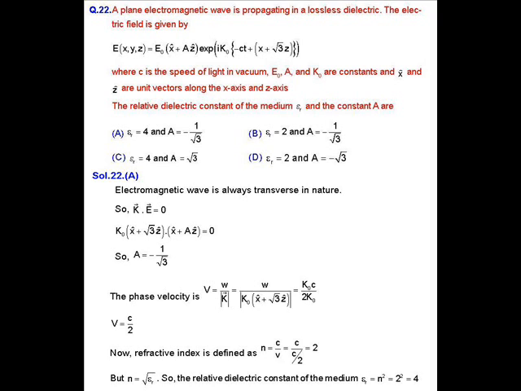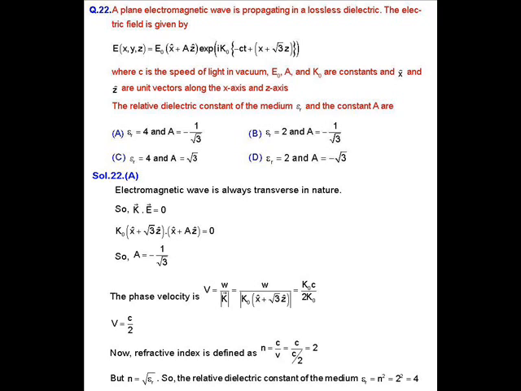Now, we know that the electromagnetic wave is always transverse in nature. So the wave vector and the electric field vector, if we apply the operation k dot E, that should be equal to 0 because these two are always perpendicular in nature. If we put the expression of these two vectors, we will get the value of A, that is equal to minus 1 by root 3.